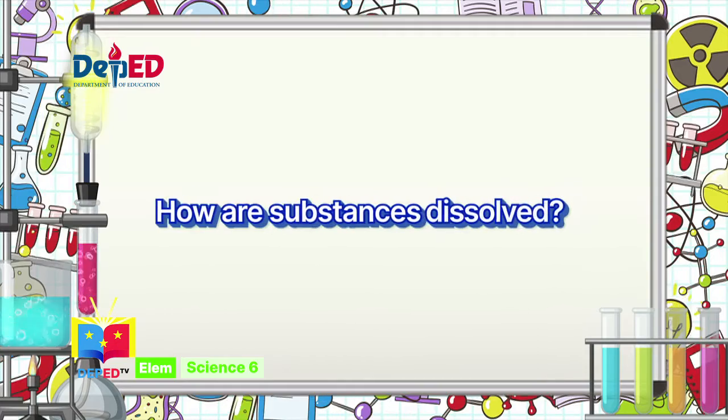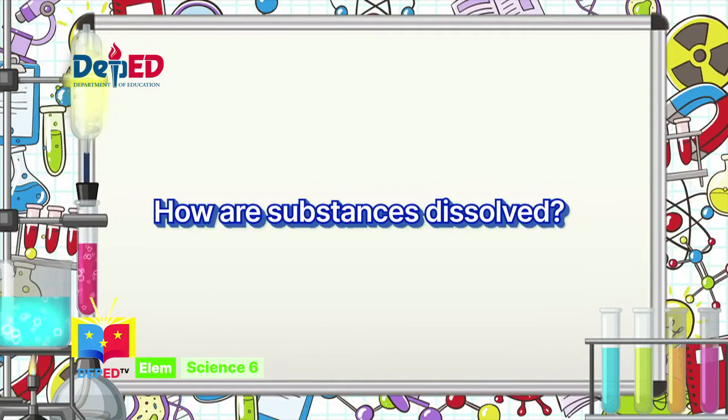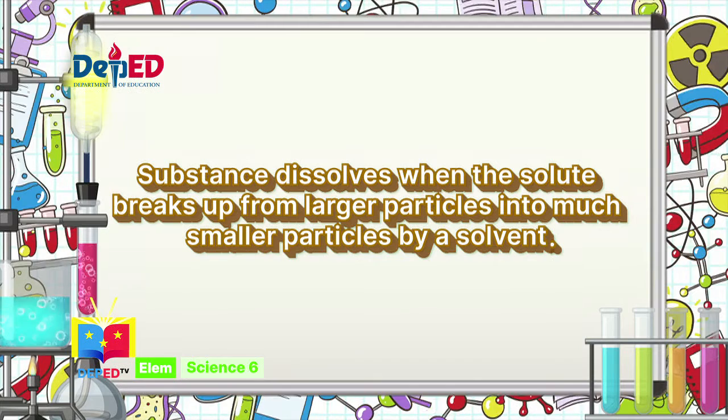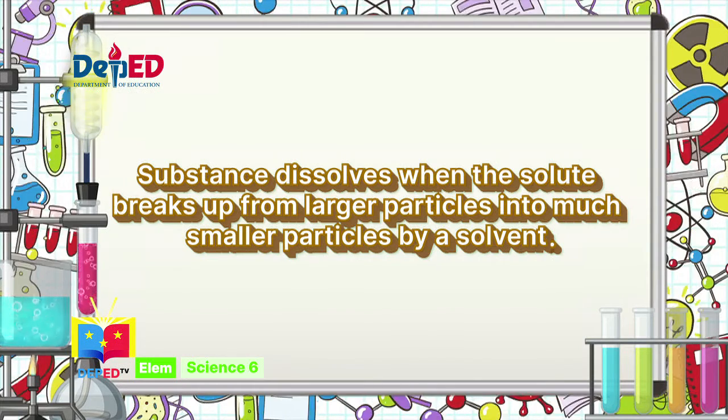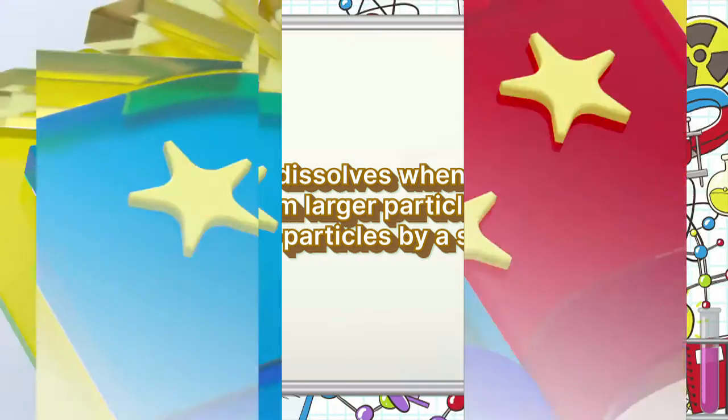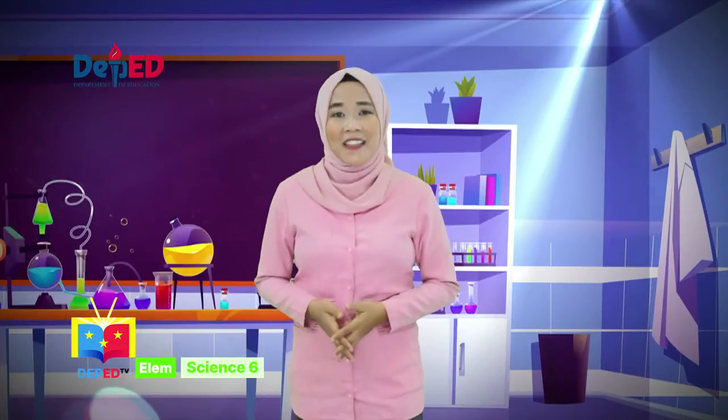Number 2. How are substances dissolved? Very good! Substances dissolve when the solute is broken up from larger particles into much smaller particles by a solvent. I'm so happy that you have learned something from our episode. I hope that what you've learned you will also apply, because that is what a scientist does.